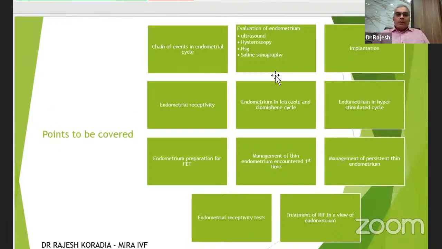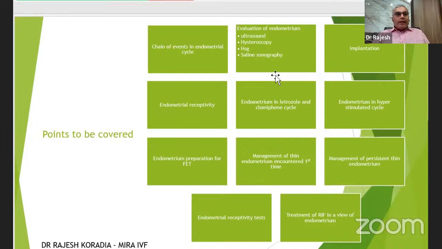So today, the points we are going to cover are the chain of events in the endometrial cycle, the evaluation of the endometrium by different methods like ultrasound, hysteroscopy, HSG, saline sonography. What is implantation? What is endometrial receptivity? How is the endometrium in the letrozole and clomiphene cycle? How is the endometrium in a hyperstimulated cycle? What are the problems with the hyperstimulated cycle?